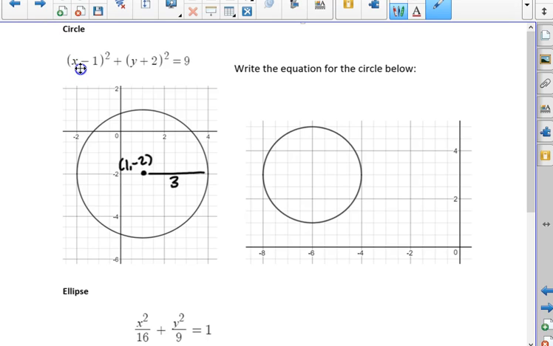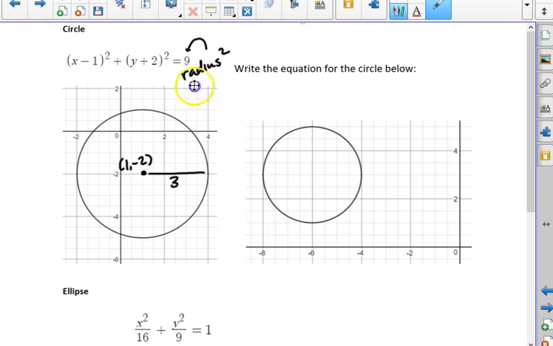So you can see from the equation, the 1 is the value I would put in to make this first parenthesis equal to 0. The -2 is the one I would put in for y to make the second parenthesis equal to 0. And 9 is the square of the radius. So this is the radius squared right here. We could write it just as 3 squared, which is often what we'll do.